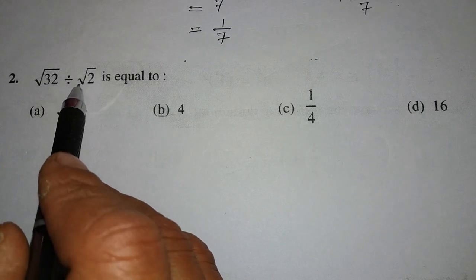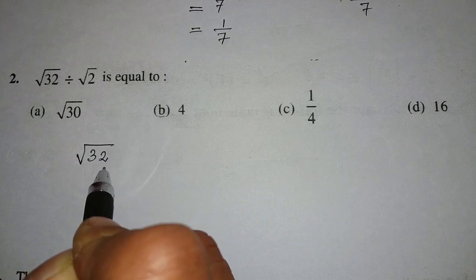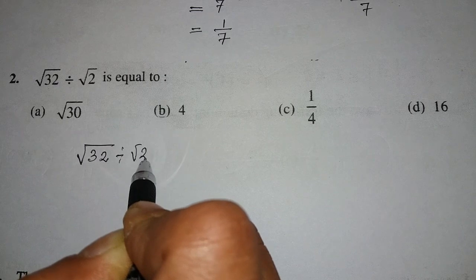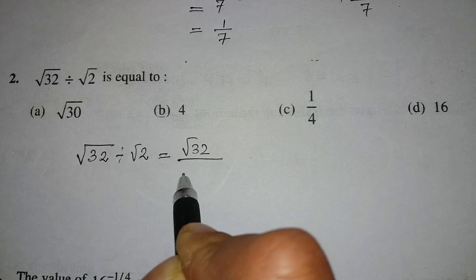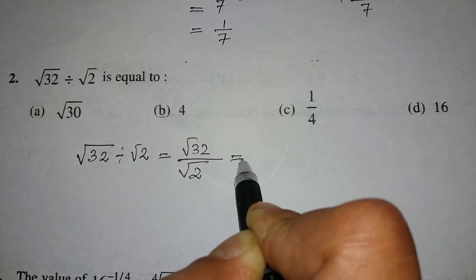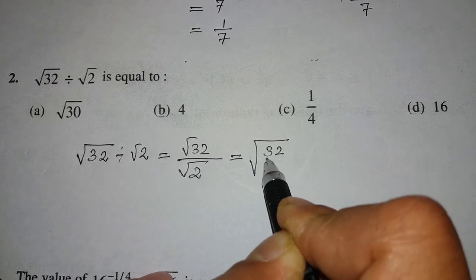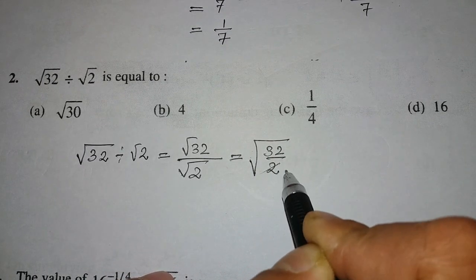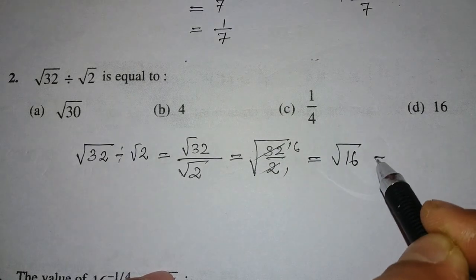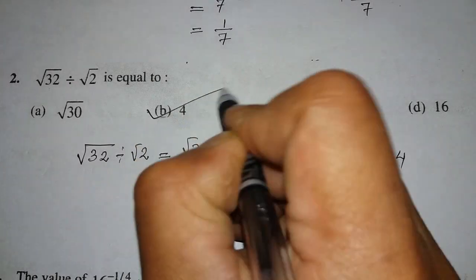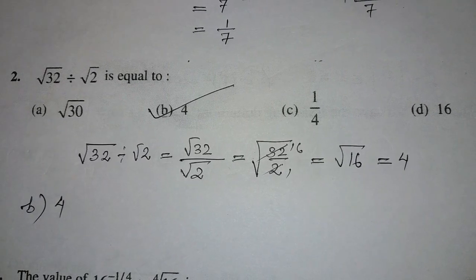Root 32 divided by root 2 is equal to. Okay, root 32 divided by root 2. Now this is same as this. So since the order of the root is same, so you can write together like this. Now you cancel, 2 1s are 2, 2 16s are 32. So we get here root 16, which is equal to 4. So B is the answer. Now next is question number 3.